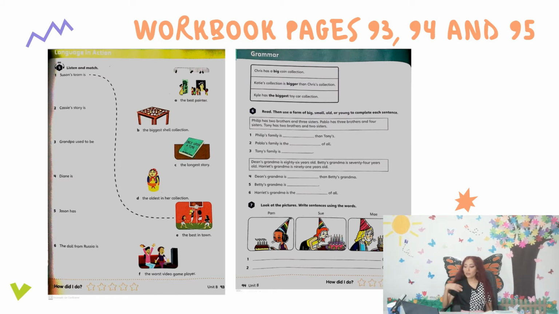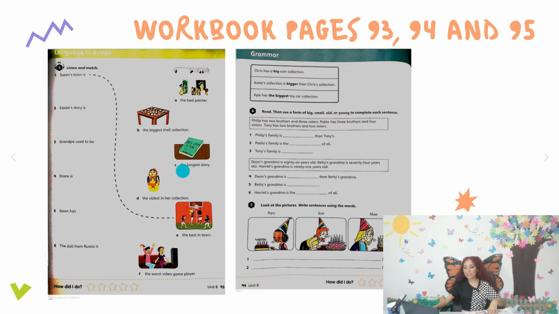Okay, so that's it. Now we can go to page 94. We have a lot to do in here. Chris has a big coin collection. In here, the adjective is big. It's neither a comparative nor a superlative, it's just an adjective, big. Katie's collection is bigger than Chris' collection. In this case, it is a comparative because I'm comparing Katie's collection with Chris' collection. Kyle has the biggest toy car collection. In this case, it is a superlative because I'm comparing Kyle's car collection with Katie's and Chris', okay?